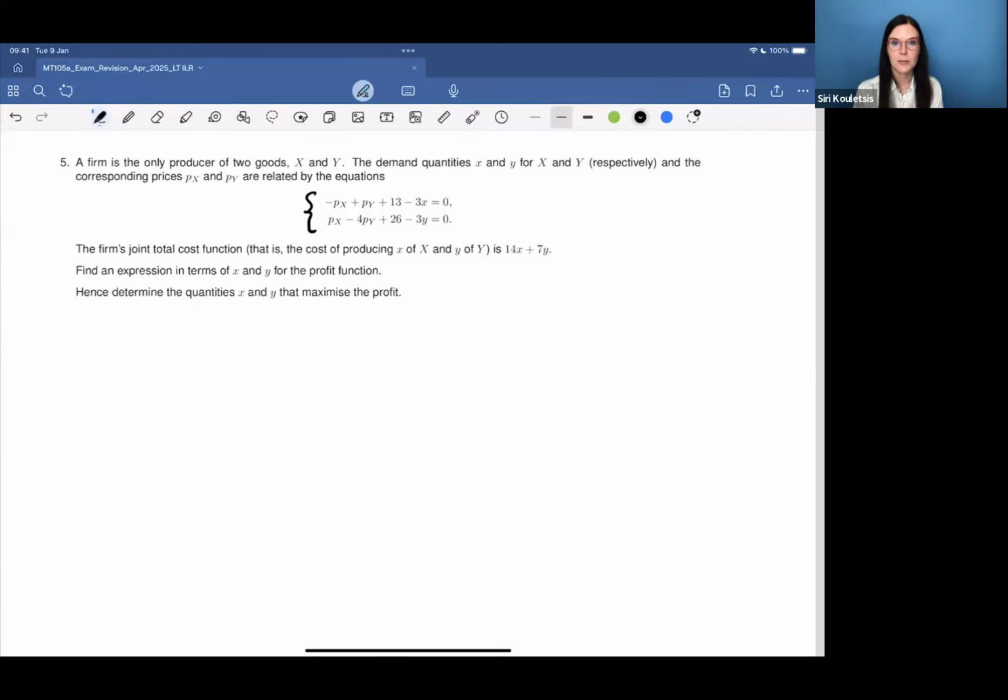We're also given the firm's joint total cost function, and we have two tasks: find an expression in terms of X and Y for the profit function, and hence determine the quantities X and Y that maximize the profit. So just take a moment to think about how the profit function is defined.